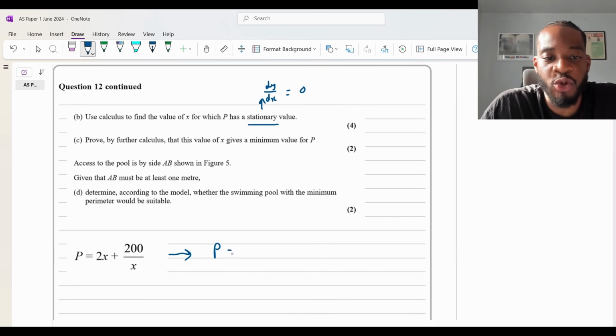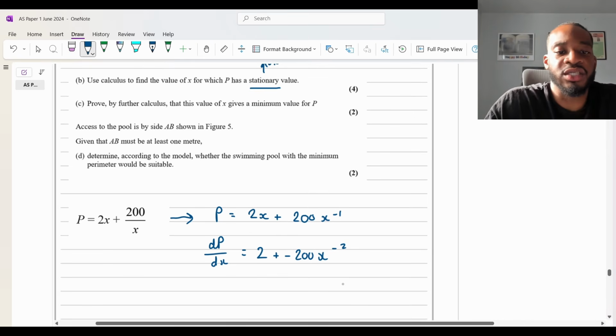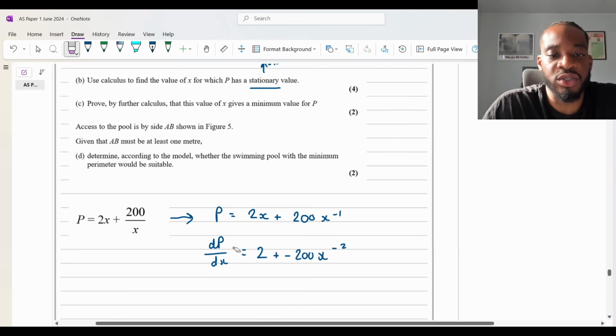However, before I do that, I want to put it into a form which I can differentiate. So the 2x will stay the same. 200 over x, that division of x you can bring up to become x to the negative 1. So now we're in a position, let's differentiate dP over dx. That will equal 2 plus, and then the minus 1 will drop to the front, so minus 200 x to the negative 2. So essentially it's just 2 minus 200 x to the negative 2, isn't it?